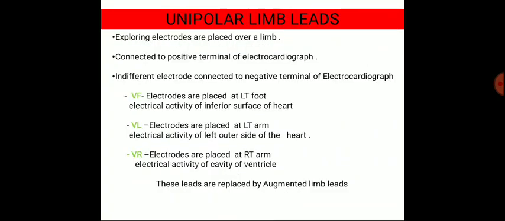Now, unipolar limb leads. This includes VL, VF and VR. In unipolar limb leads, one exploring electrode or active electrode is placed over the limb and is connected to the positive terminal of the electrocardiogram. The indifferent electrode is connected to the negative terminal of the electrocardiogram.